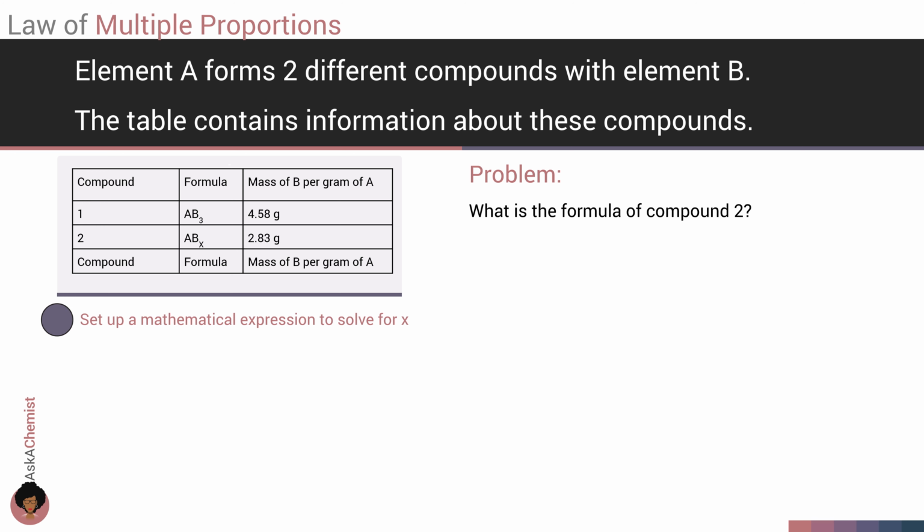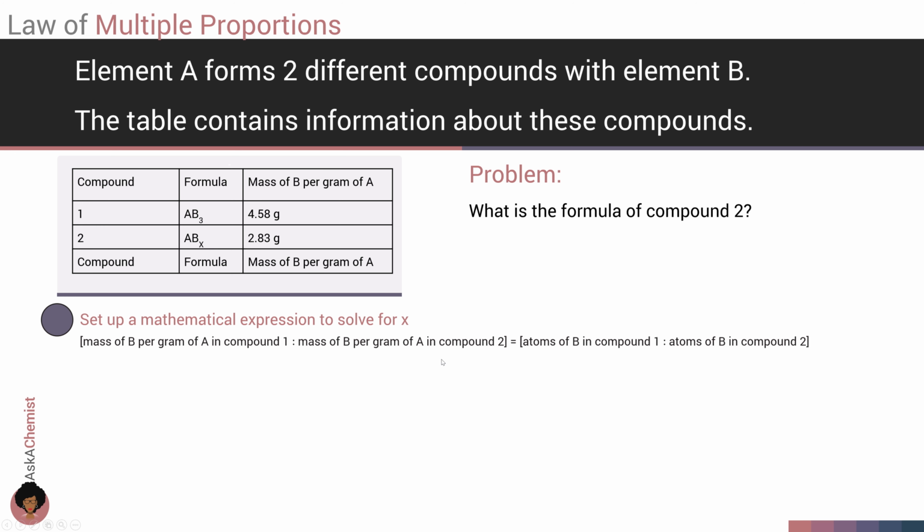So we look at our table. It's given us two compounds, and they've provided formulas for both of them. Compound 1's formula is AB3. Compound 2's formula is incomplete because we don't know how many atoms of B are in this formula. We also have the mass of B per gram of atom A. So we need to set up a mathematical expression to solve for X.